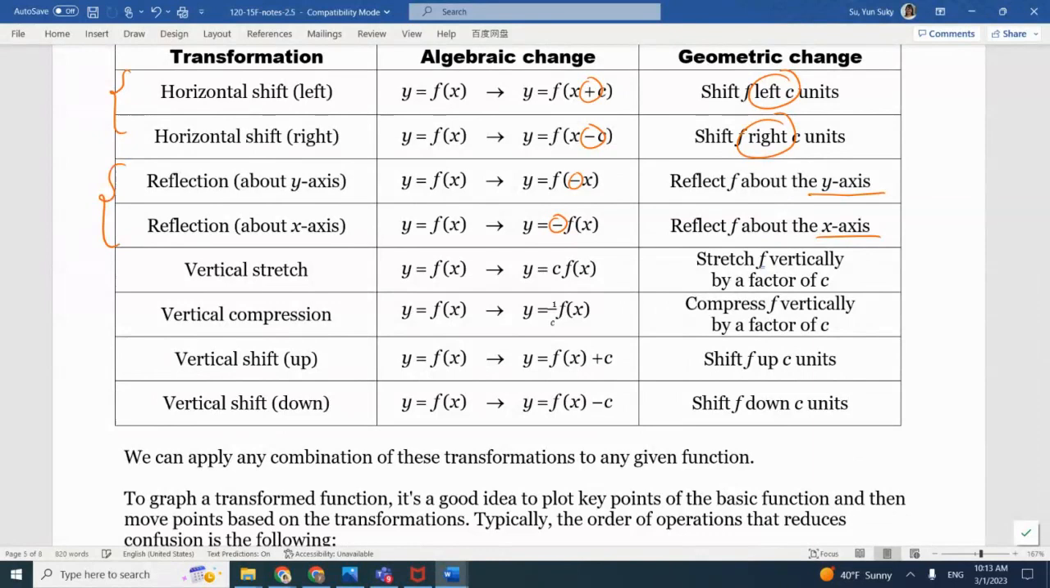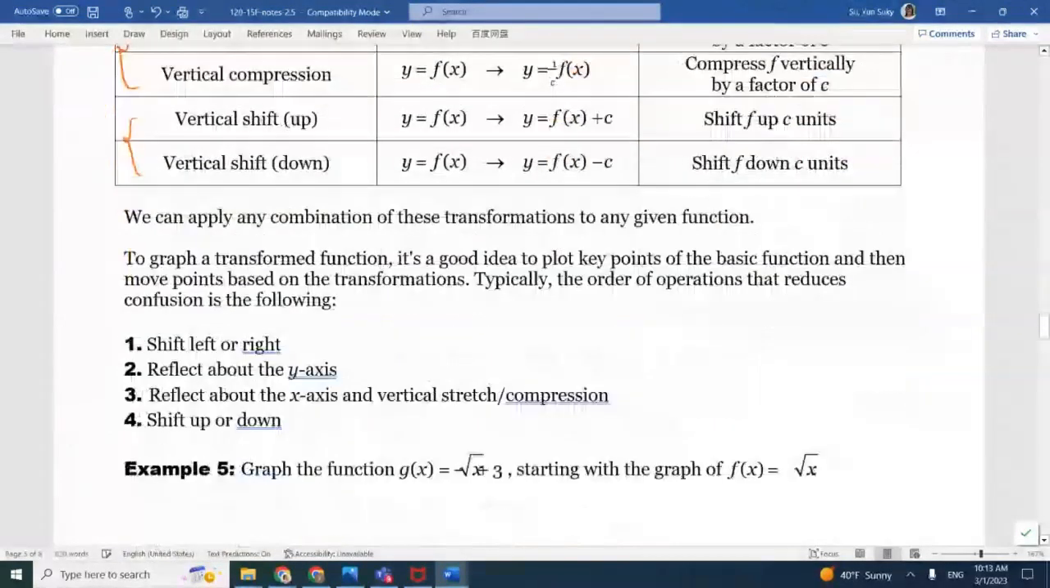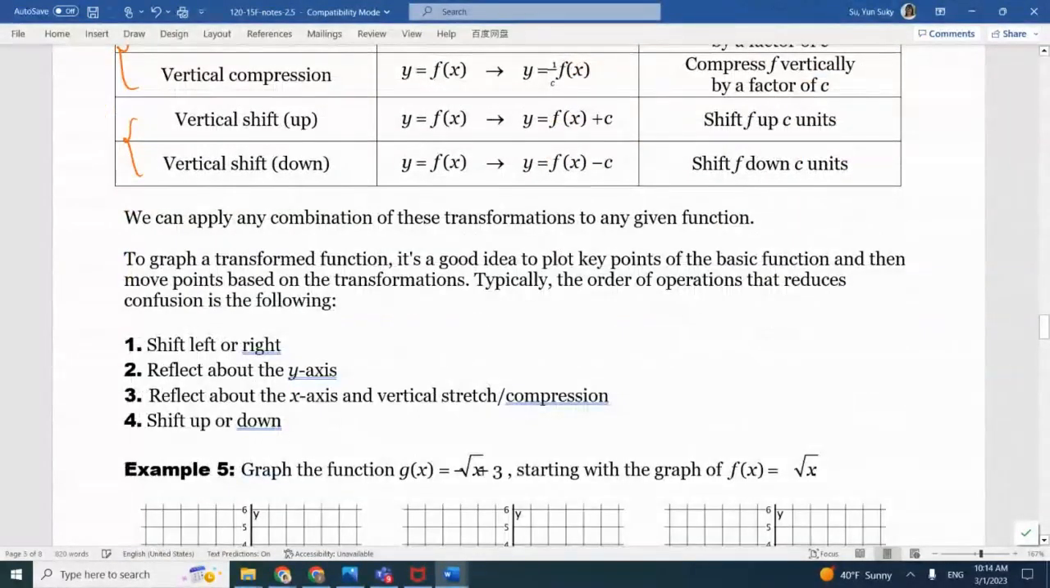Vertical stretch and compression. If you multiply the whole thing by c and c is greater than 1, then we have vertical stretch. If you multiply the whole thing by 1 over c, then we have compression. And if you add c to the whole thing, move up. Subtract c, move down. So that's vertical shift.